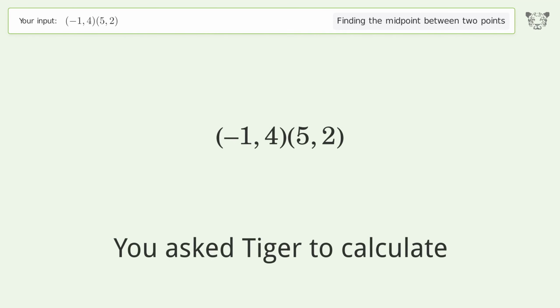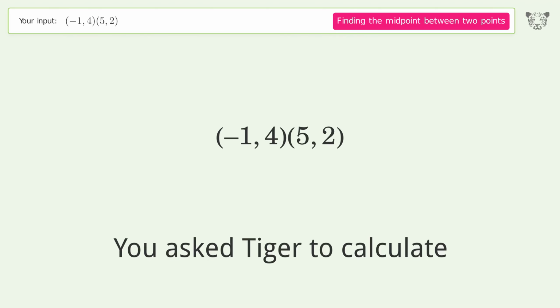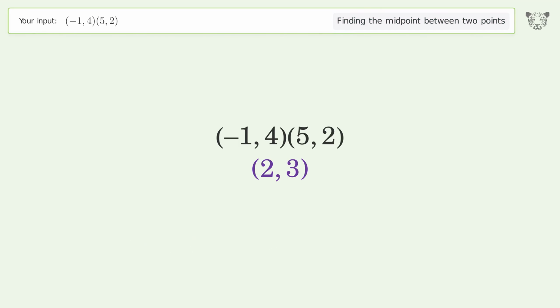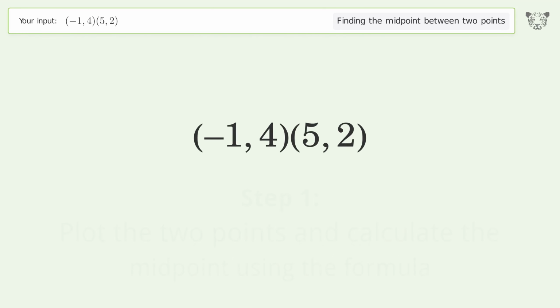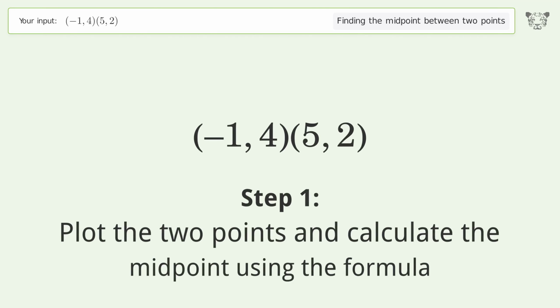You ask Tiger to calculate. This deals with finding the midpoint between 2 points. The midpoint between the 2 points is 2, 3. Let's solve it step by step. Plot the 2 points and calculate the midpoint using the formula.